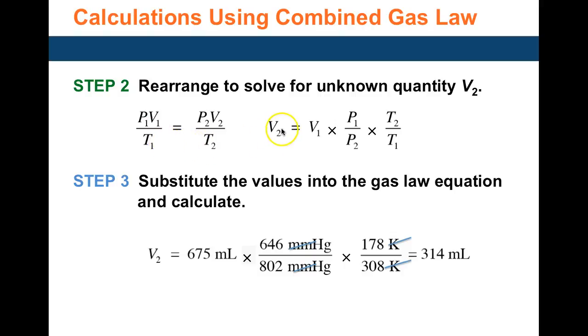So V2 takes the form P1 V1 times the opposite temperature T2, divided by P2 T1. So 675 mL is V1, 646 millimeters of mercury is P1, T2 is 178 K, P2 is 802 millimeters of mercury, and T1 is 308 K. So you get 314 mL as the answer.